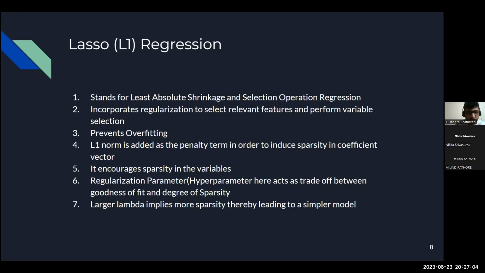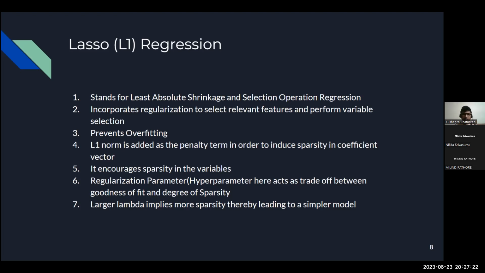Then lasso regression. Lasso regression stands for least absolute shrinkage and selection operator regression. What lasso regression basically does is act as a linear regression with the least squares which we have to optimize.